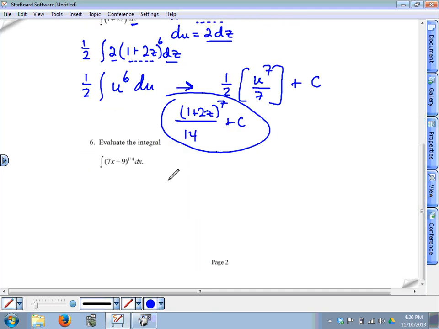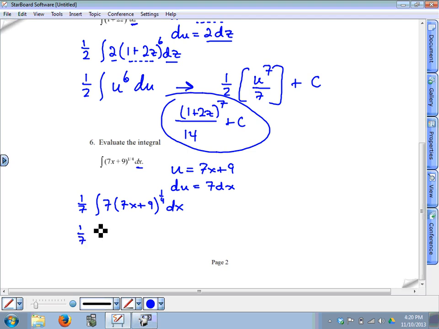Okay, question 6. This time u is going to equal 7x plus 9. du is equal to 7 dx. So we have the dx here, but we don't have the 7. So this turns into the integral of 7 times 7x plus 9 to the 1/4 dx. But since we multiplied here by 7, we've got to multiply by 1/7.